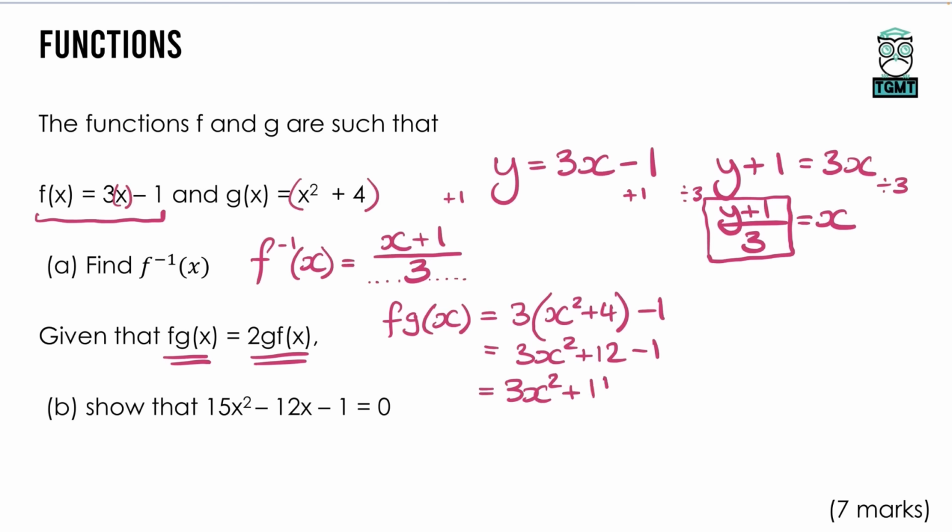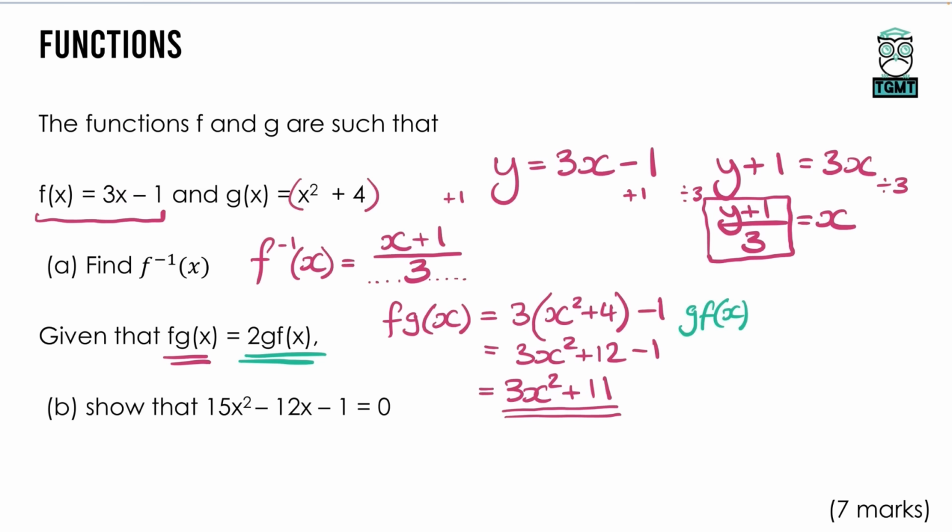So there is my function fg(x). Now for the next one, I need to do gf(x), and I need to multiply it by 2. So let's do that one to the side. So gf(x) I'll do first before I do 2gf(x). So this particular one, we are now putting f into g.